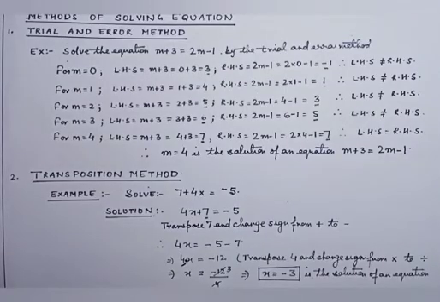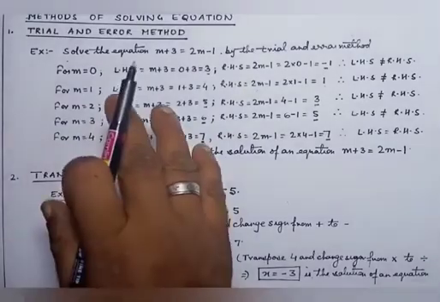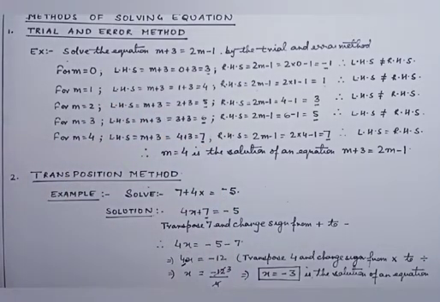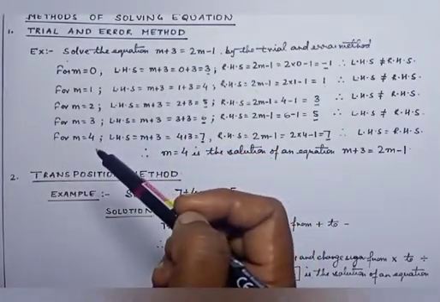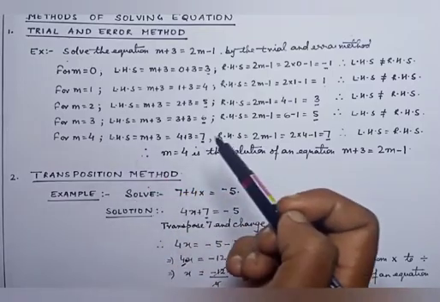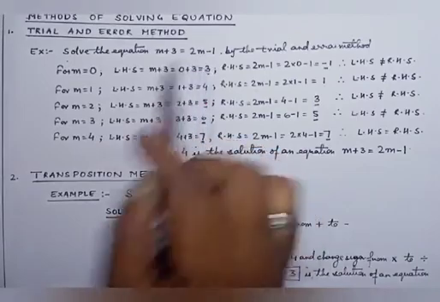Now there are various methods to solve a linear equation. The first is the trial and error method. In this type of method, we have to allot different values to a variable until and unless the value of the variable makes both LHS and RHS equal. Let us see with the help of an example.